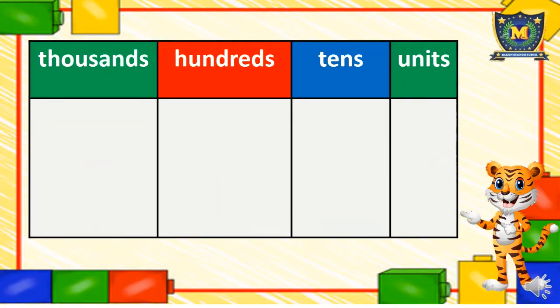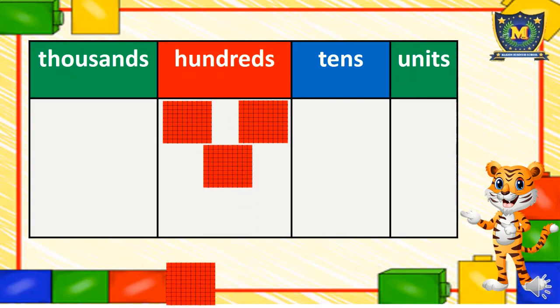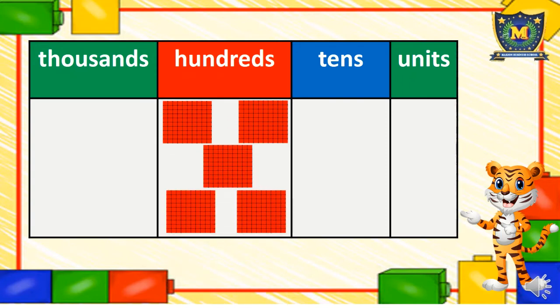Another example, I set up 1, 2, 3, 4, 5. Now to count, I will start in units. We don't have units here, so let's put 0. Same with tens, then proceed to hundreds. So I'll count how many flats I set up here. I have here 5 flats.